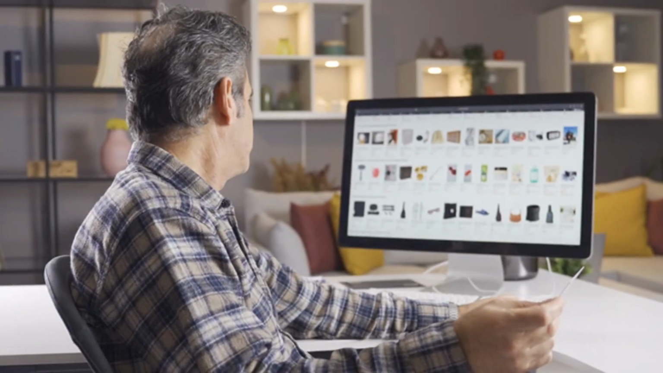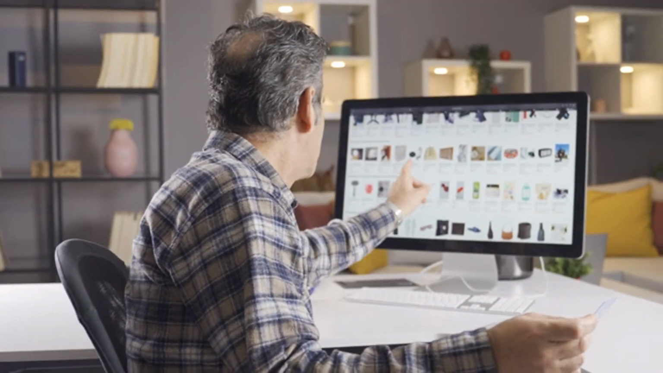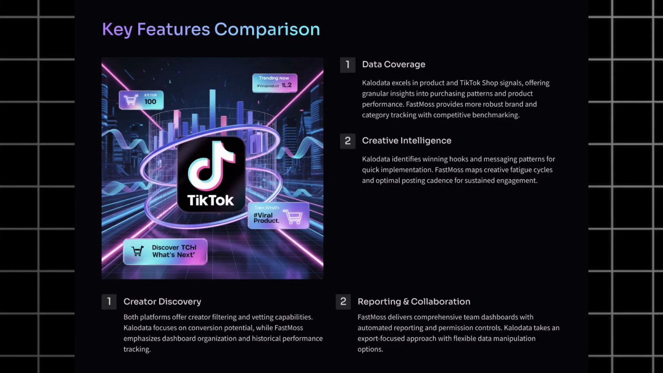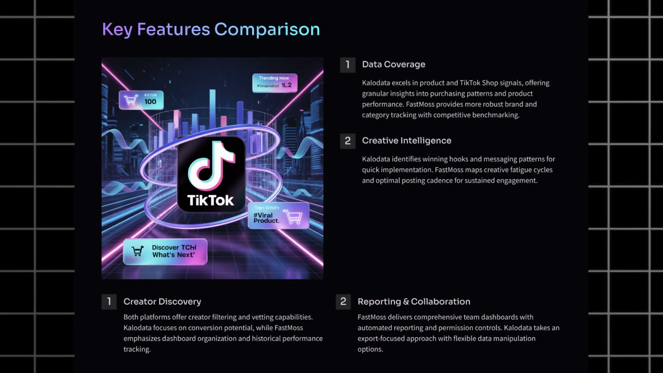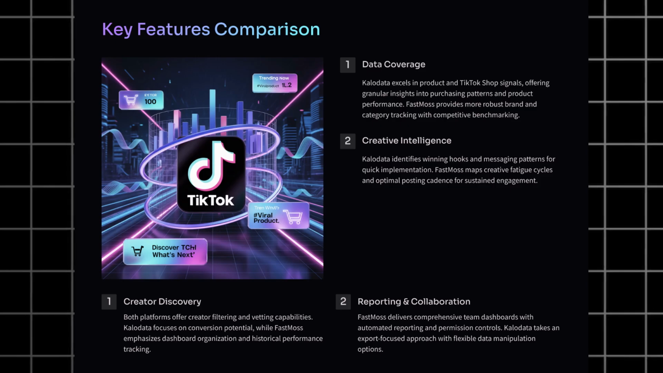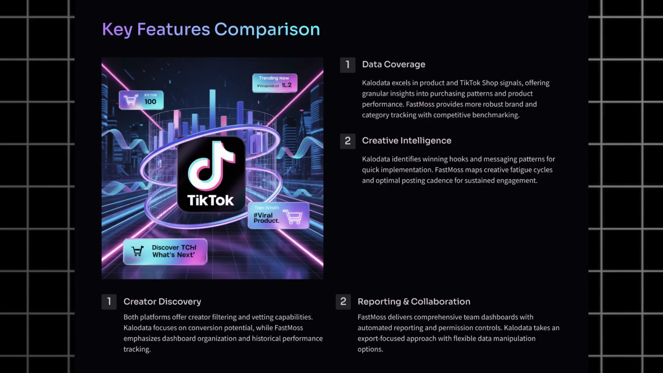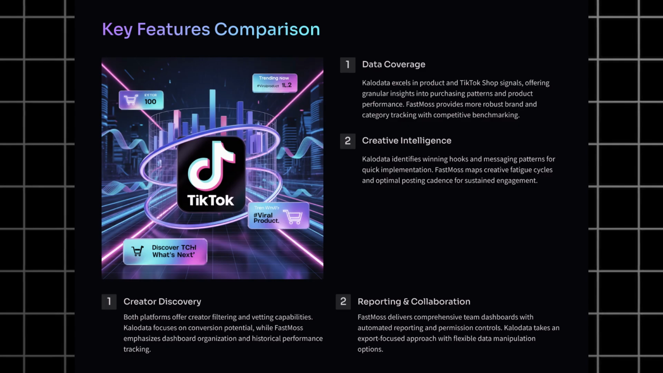Kalodata is I think it's better for the everyday user, and I think that FastMoss is better for agencies and bigger brands. But you can't just use FastMoss, because Kalodata actually dives in deeper in ways that I prefer using it most of the time. I just use FastMoss for a few things that I'll go over and show at the end that I just can't do without. Kalodata identifies winning hooks, messaging patterns for quick implementation. FastMoss maps creative fatigue cycles and optimal posting cadence for sustained engagement. That was a mouthful as well.